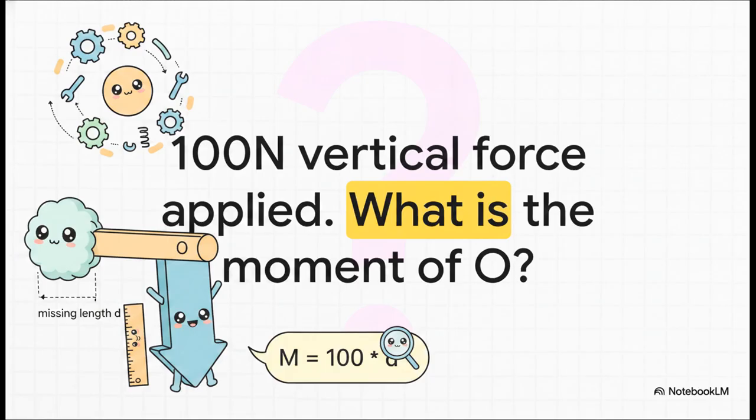Okay, did you spot it? What crucial piece of information is actually missing to solve this? That's right, the perpendicular distance from O to the end of the lever. To find the answer, your equation simply needs to be M equals 100 times that missing length d.